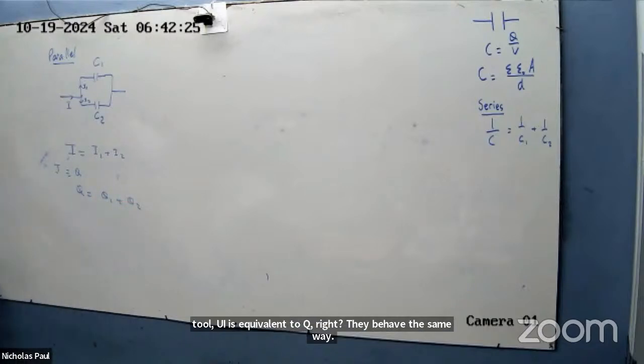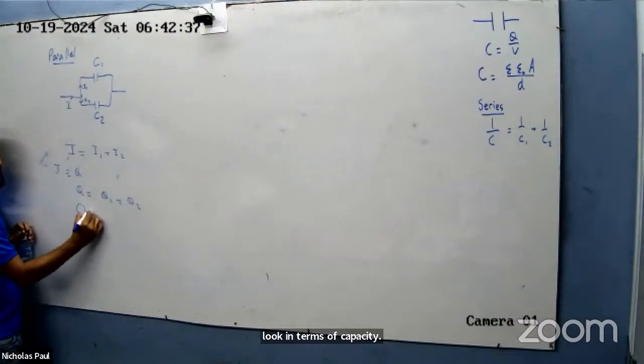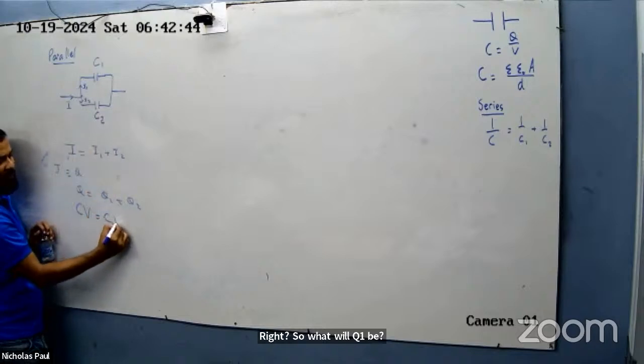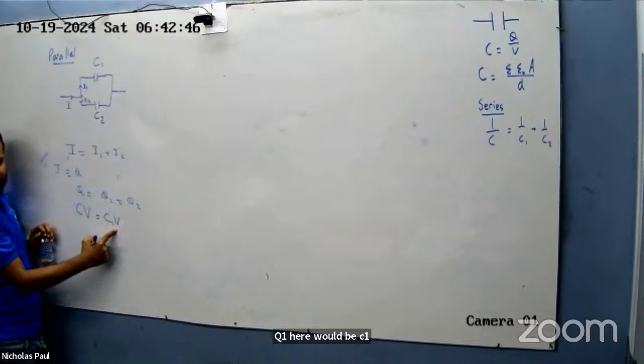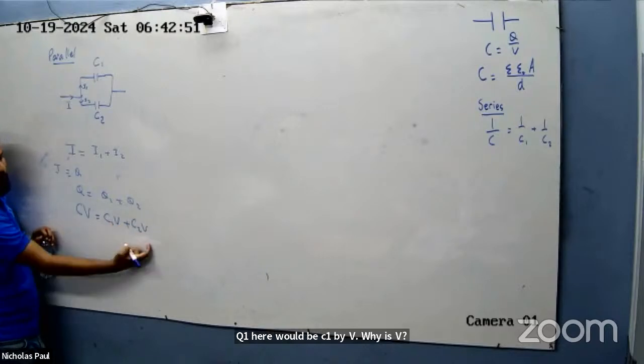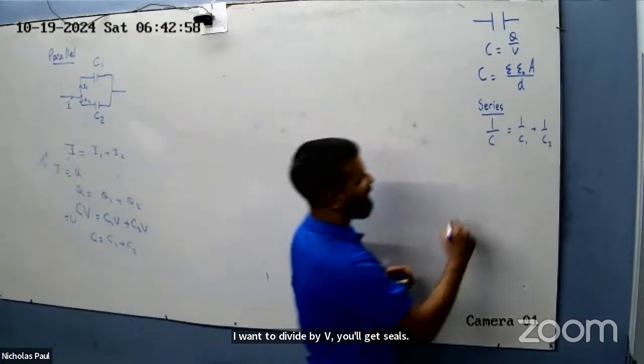How do you find Q again, Anthony? In terms of capacitance and voltage, Q is equal to C by V, right? So what will Q1 be? Q1 here will be C1 by V. Why V? Because V is constant. And then C2 by V. And when you divide by V, you'll get C equals C1 plus C2. So that's the formula for capacitance in parallel.